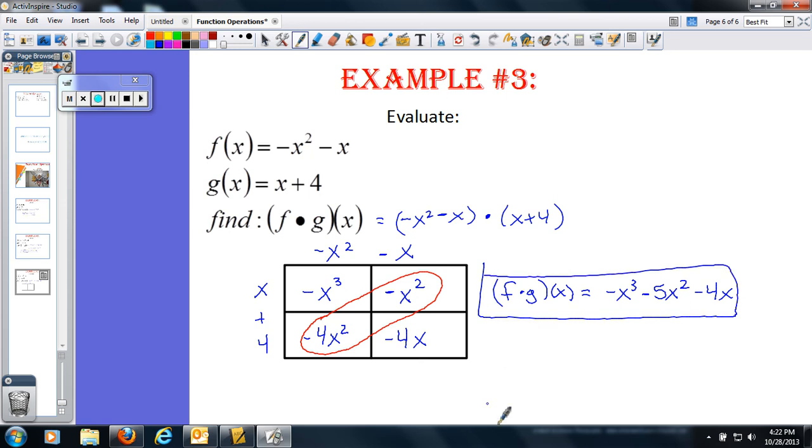Okay? This is all there is to the function operations. There is division, but we will get into that down the road a little ways when we start doing rational expressions and dividing rational expressions. I'll introduce the function notation using division at that point. But this is really all there is to it.